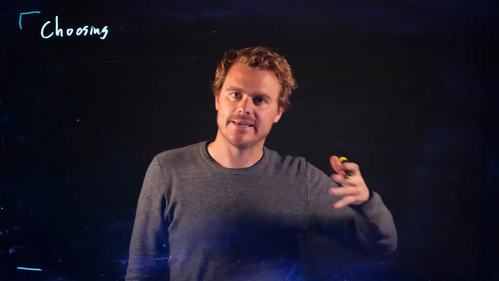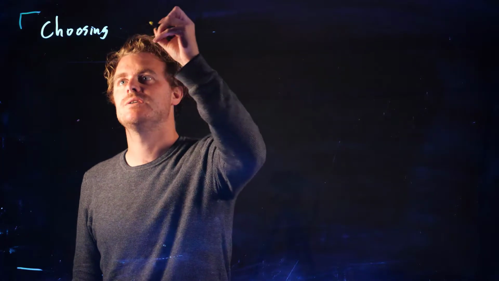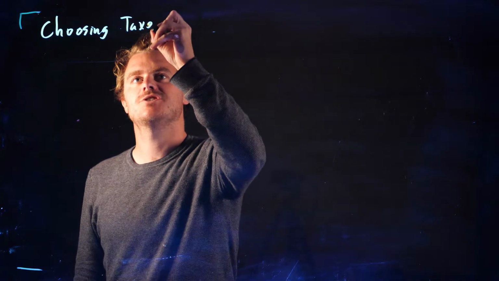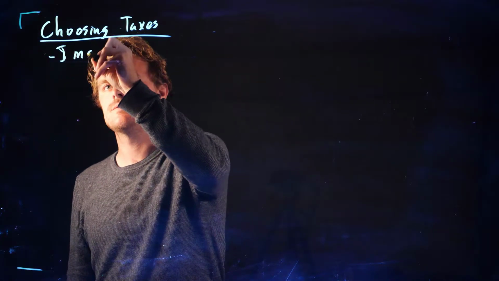Appendix and kind of look at the calculus version of what we've learned so far in this chapter. Choosing taxes, this section is called. And so imagine there's two political parties.